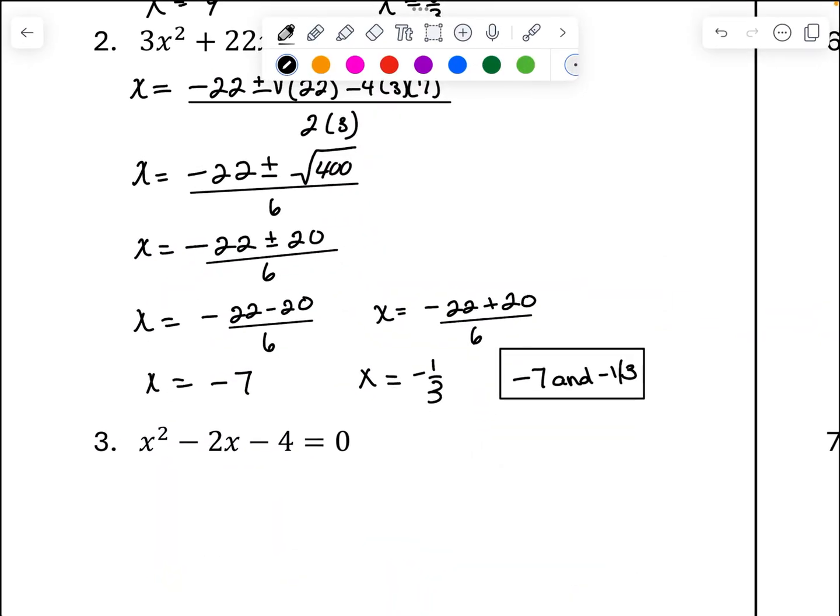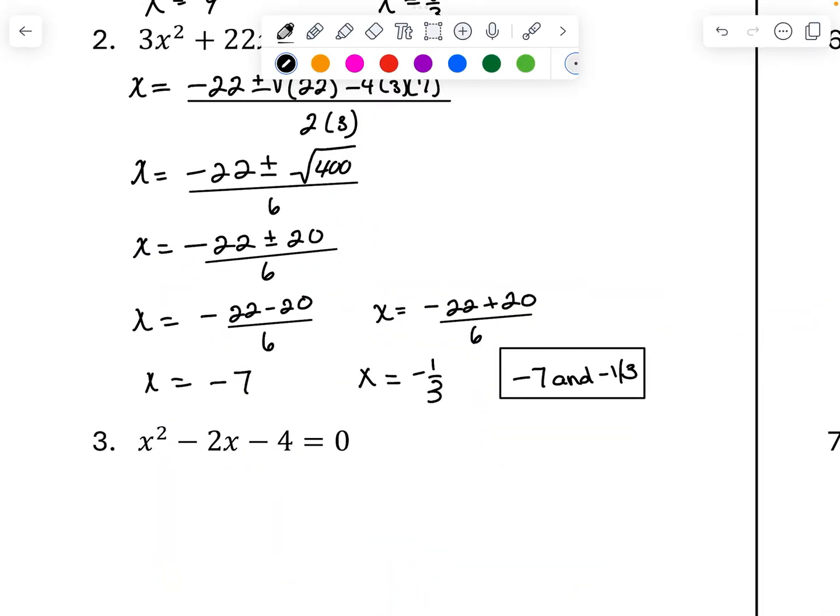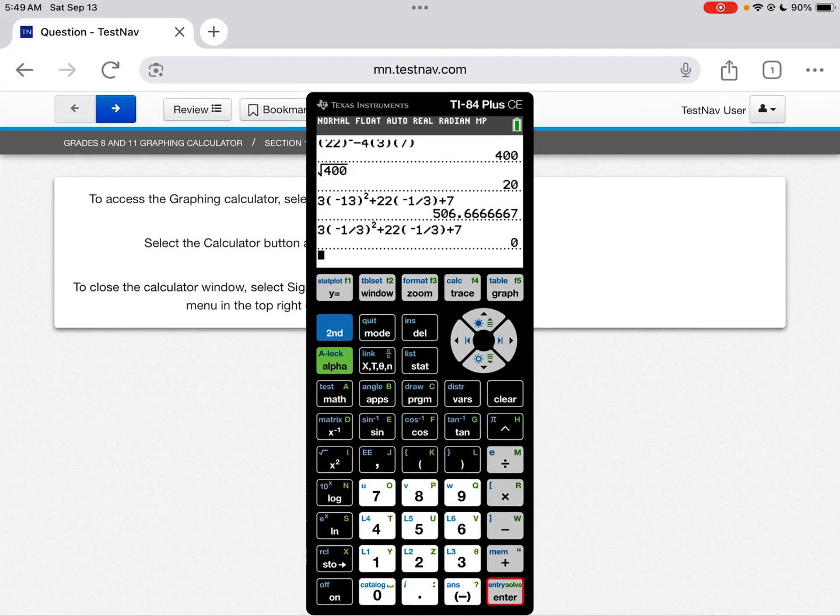And what was our other answer? Negative 7. So if we put in negative 7, second inner, negative 7, so put negative 7 in there, and negative 7 in here.